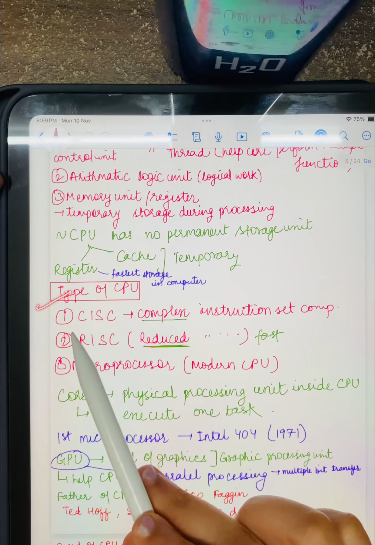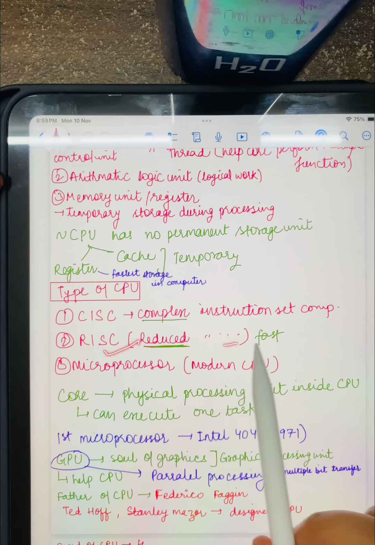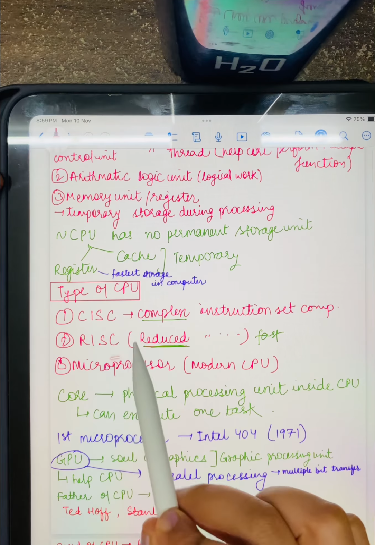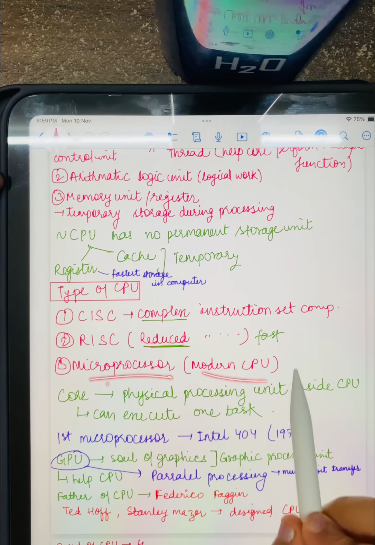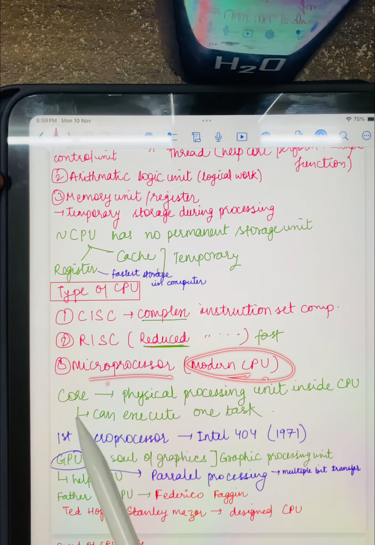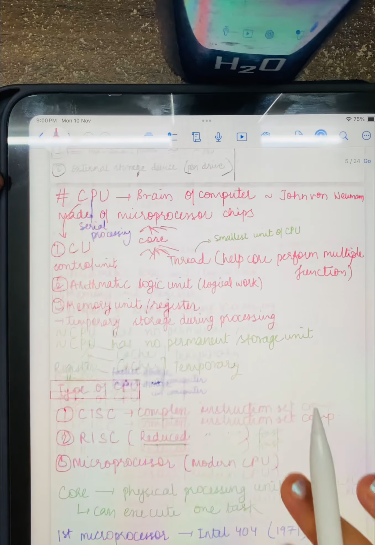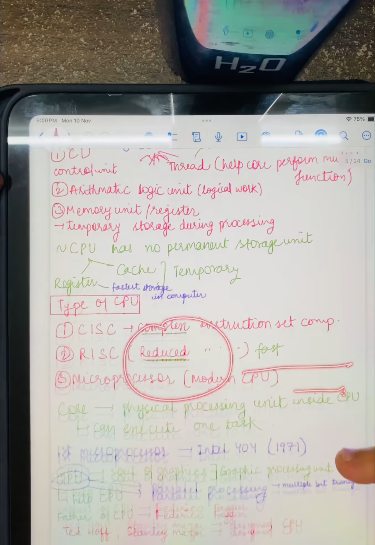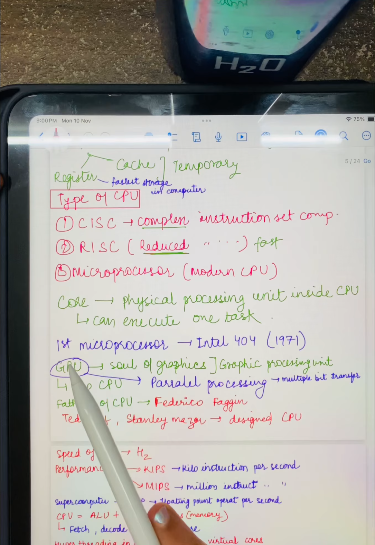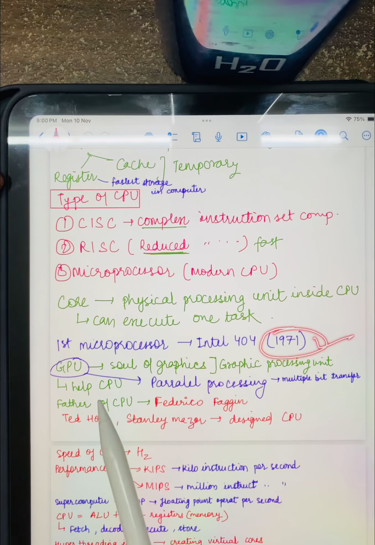Types of CPUs: CISC, complex instruction set computers, and RISC, reduced instruction set computers. This reduced one is the fast type of computer. Then comes third, microprocessor, which is a modern CPU. Core, physical processing unit inside CPU. It can execute one task. That's why the core was divided into threads to perform multiple functions. Remember? First microprocessor was Intel 4004, introduced in 1971.